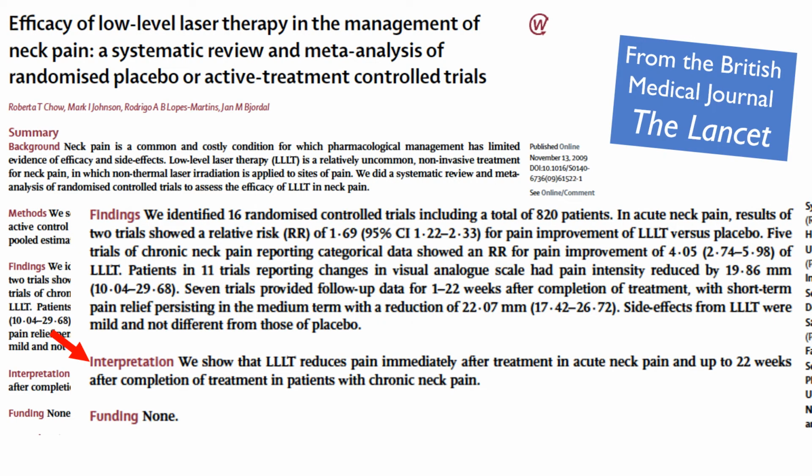This study from The Lancet showing that laser therapy reduces pain immediately after treatment in acute neck pain and for up to 22 weeks after completion of treatment in patients with chronic neck pain. This study was important because it was conducted on human patients, and also it was the first major laser therapy paper published in a major medical journal.